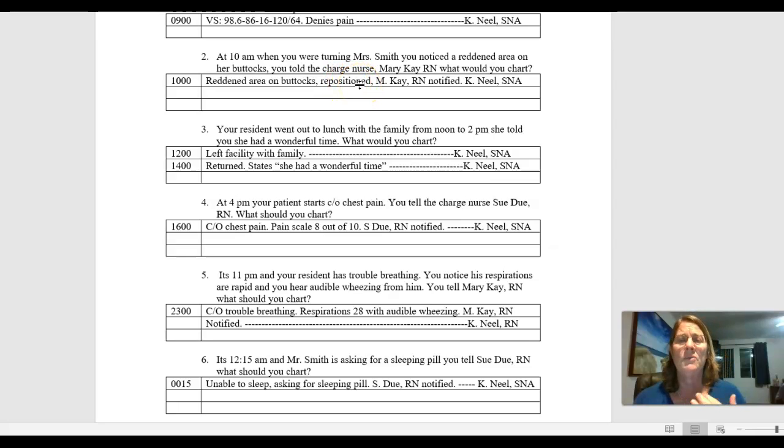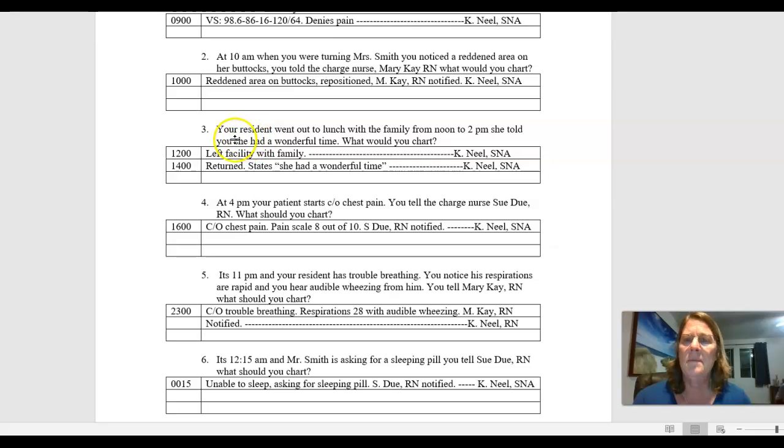So, I could put reddened area on buttocks noticed. I could have put reddened area on buttocks noticed when being repositioned. That way they would know I had been repositioning her and this still happened. So that might actually be a good way to put this as well. There are different ways to do this. This is just one approach that I had here. So reddened area on buttocks, and then I put comma repositioned, or as I said, we could put reddened area on buttocks noted when repositioning. MKRN notified, and then first initial, last name, and title.